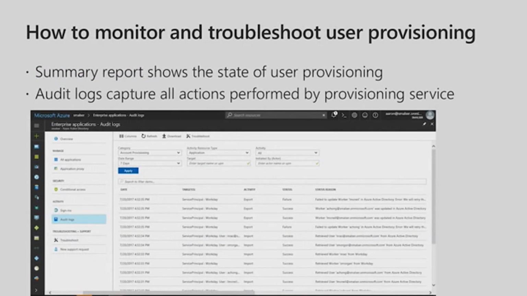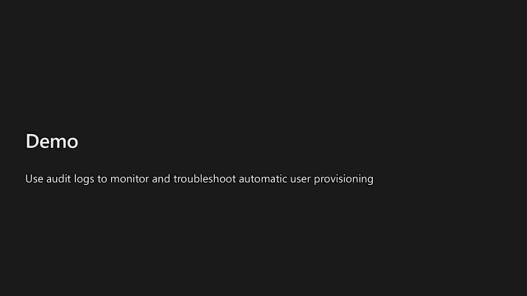To monitor and troubleshoot user provisioning, see the summary report in the Provisioning tab of the Azure portal. This shows the state of user provisioning for a selected app and provides a link to the audit logs, which capture and record all actions performed by the provisioning service. In this next demo, we'll show how to use the audit logs to confirm that a user was successfully provisioned.